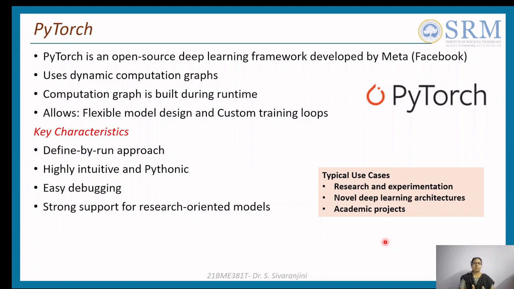Using PyTorch we go for industrial deployment, and using TensorFlow we also go for industrial deployment. Using PyTorch we do research work and learn novel architectures, and using Keras we do a beginner's job. In the next video, we will cover how these can be used for the implementation of a deep learning model.